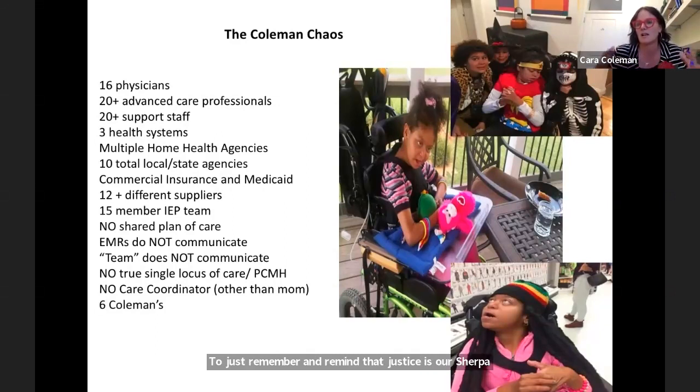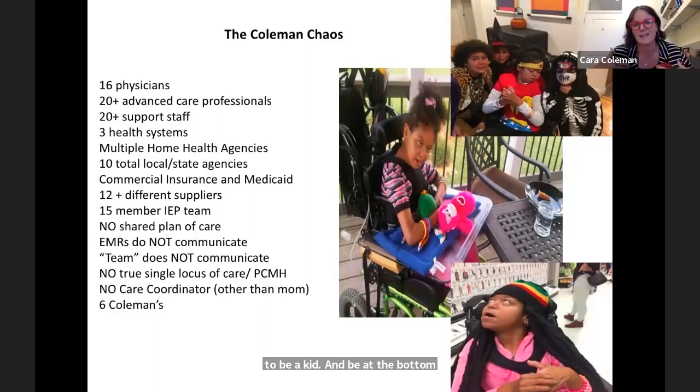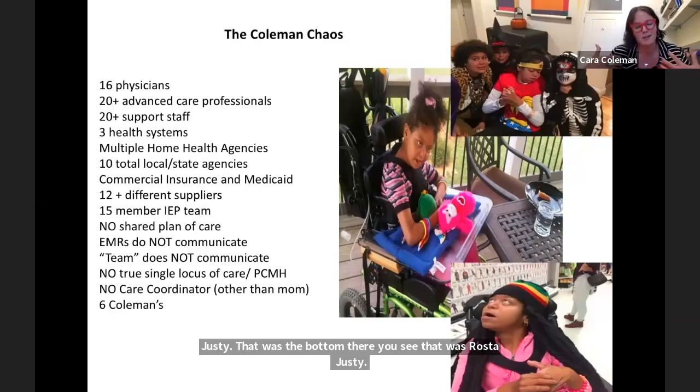as well as her siblings and our entire family, because my husband and I came to believe very strongly that we can do all the medical treatment in the world, but if that gets in the way of living life, it's not really worth it, because you've got to be able to be a kid. At the bottom there you see Rasta Justy. That was Justice's last Halloween, when she was really into reggae music, particularly Bob Marley, so she was Rasta Justy.